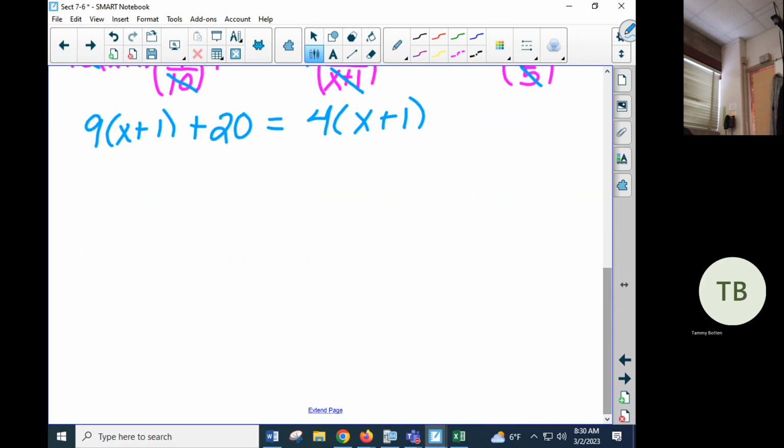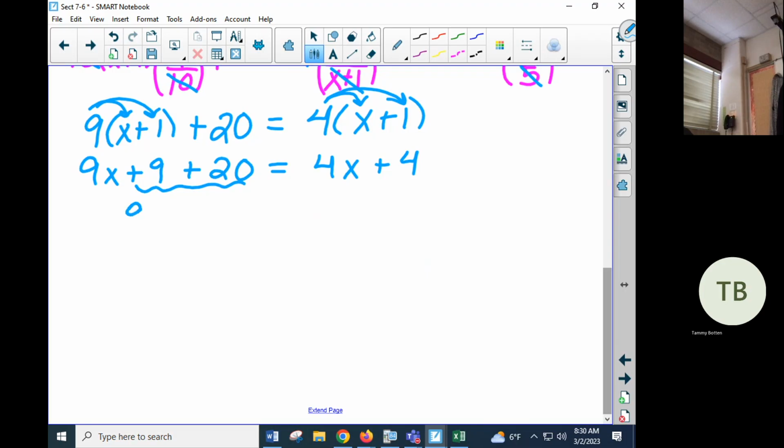Now, what we're going to do is distribute here and here. Okay. So 9 times x is 9x, 9 times 1 is 9, and then I have plus 20. Here I get 4x plus 4. Then I just keep simplifying. Here I'm going to combine my like terms. 9 plus 20 is 29.